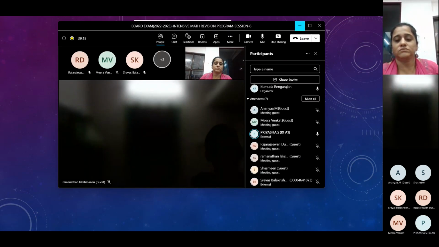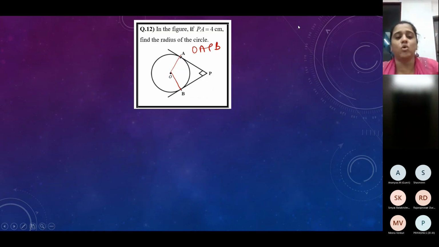Yes, ma'am. Please find the other angles of the quadrilateral OAPB. This is given to be 90. Yeah, this is OAP, 90. OBP is also 90. Reason? Tangent perpendicular to radius. Very good. Tangent perpendicular to radius, in simple words.